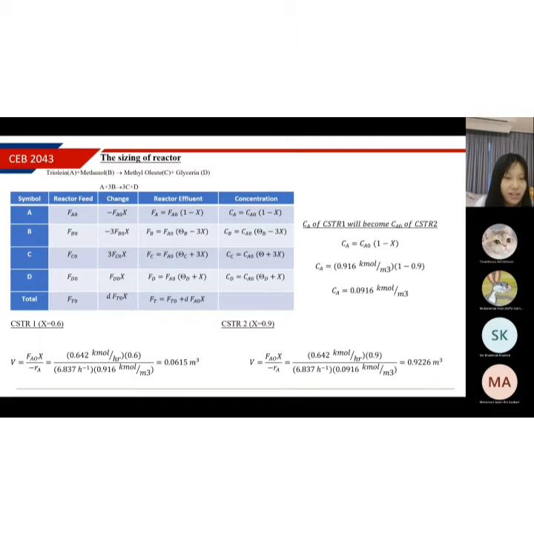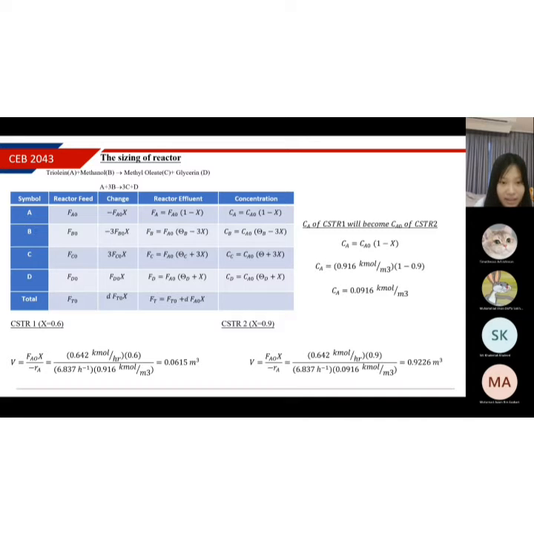So for the sizing of the reactor, here we can see a stoichiometric table that we have prepared, which is crucial to determine the size of the reactor needed for our desired conversion. For the first CSTR, our desired conversion is 60%, and we have calculated that the volume needed is 0.0165 meter cube. It's important to note that the concentration of component A at the outlet of CSTR1 will become the inlet concentration of CSTR2. So our concentration of component A at CSTR1 is 0.0916 kilomole per meter cube.